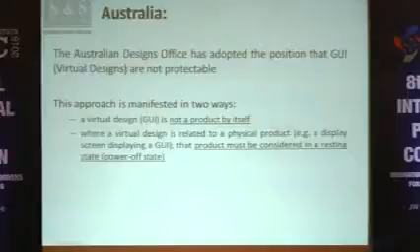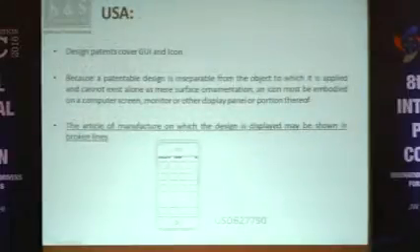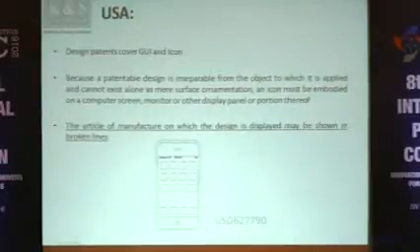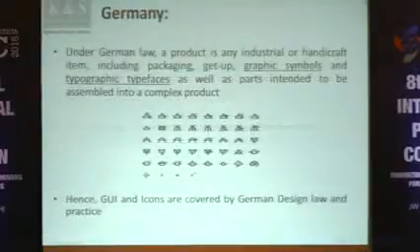On the other hand, if you look at some of the other geographies like the US, you're able to get much broader protection in the US. So even though in the US you're required to represent the hardware on which you will apply the GUI or icon, you can still represent the hardware in broken lines. In other words, you're disclaiming the hardware in question, and the protection is much broader and essentially for the GUI or icon in question. A similar position of law exists in Germany.